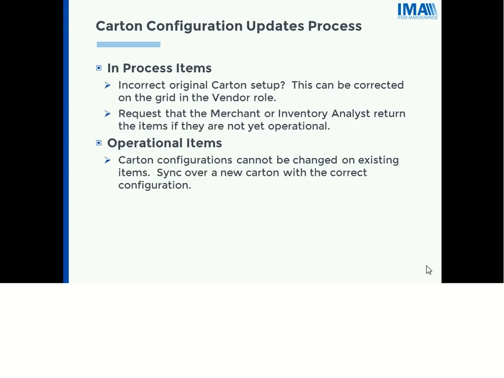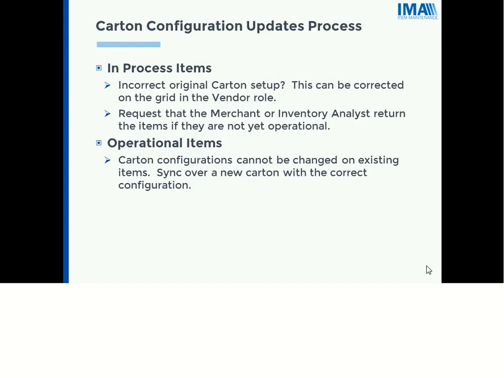The process is different depending on whether it's an in-process item or an operational item. If the item's in process, and the original carton setup is not correct, this can actually be corrected on the grid in the vendor role. If you haven't approved it yet, then it's really easy because you can just do it whenever you put those items on a grid to complete the new item setup.